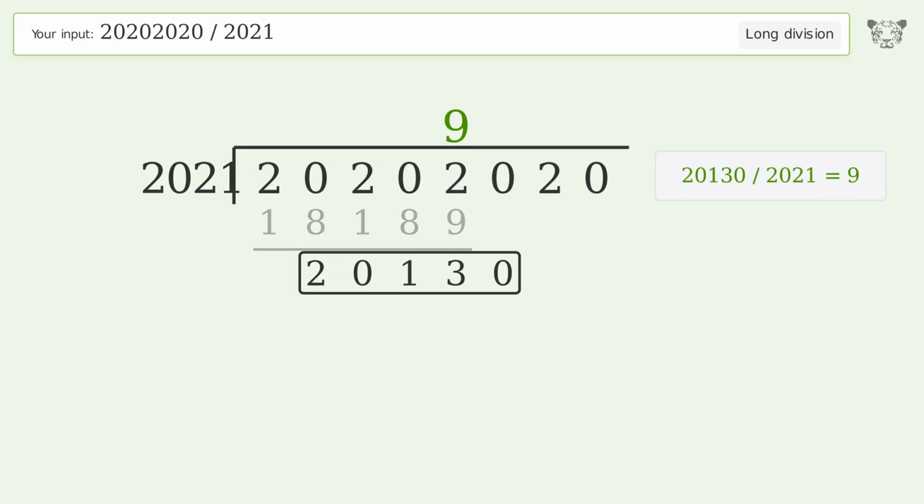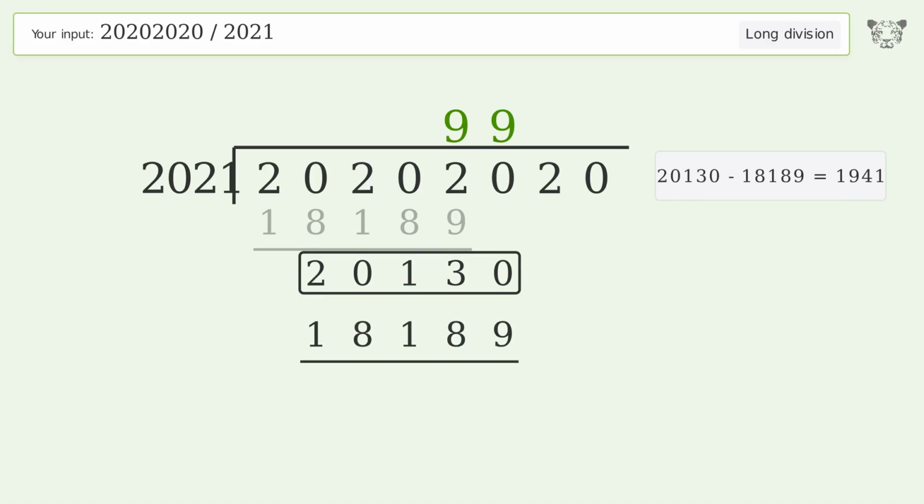20,130 divided by 2021 equals 9. 9 times 2021 equals 18,189. 20,130 minus 18,189 equals 1941. Bring down 2, making 19,412.